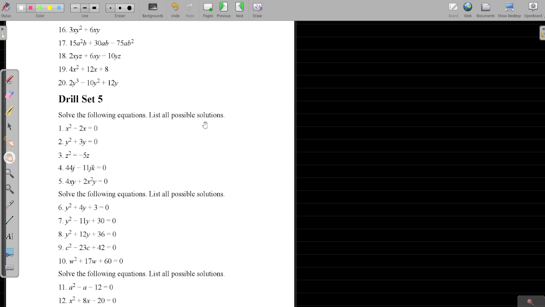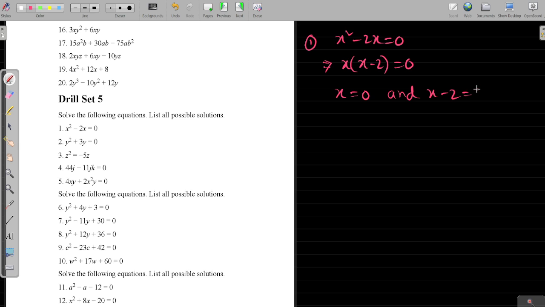Okay, now I am going to solve drill set 5. Here the first question is x squared minus 2x equals 0. So here you need to solve the equation. Solving any equation means you need to find the value of the variable. Here the variable is x, that's why you need to find the value of x. Then if I take x common from here, you will find x minus 2 equals 0. So x equals 0 and x minus 2 equals 0. That's why x equals 2.